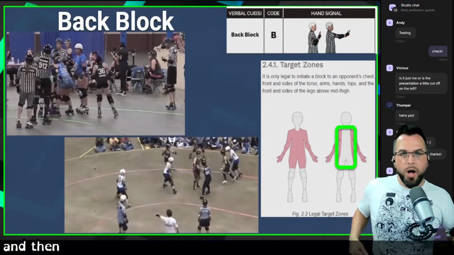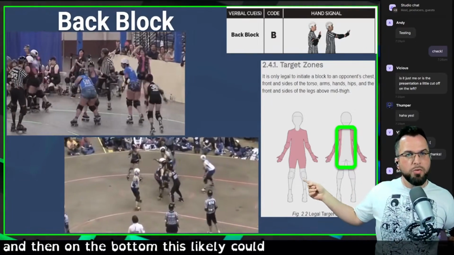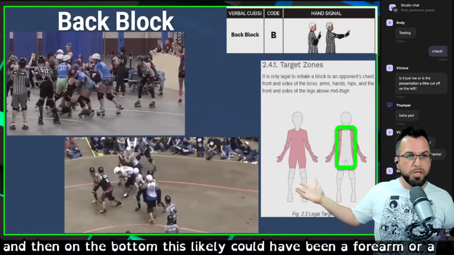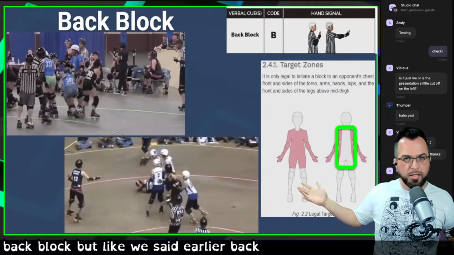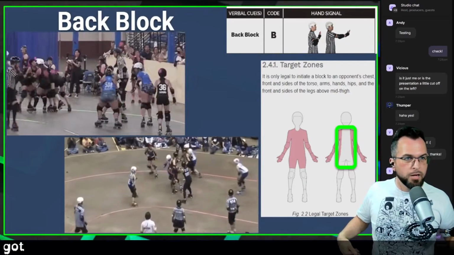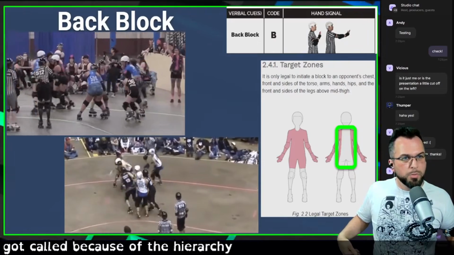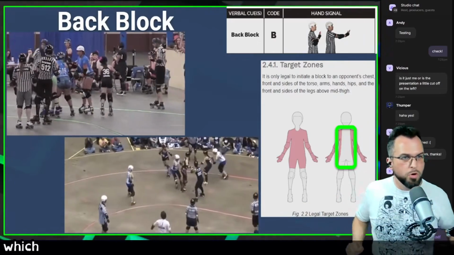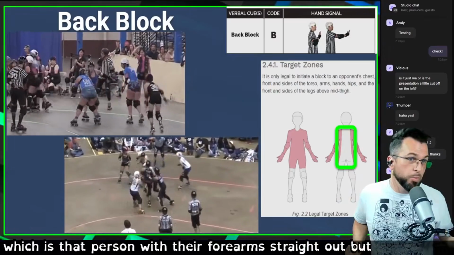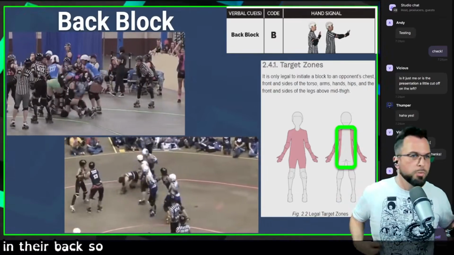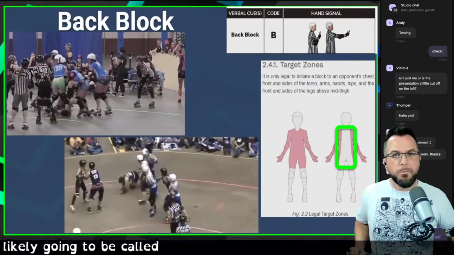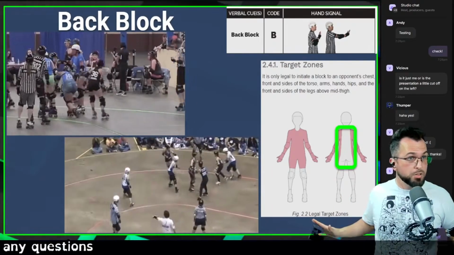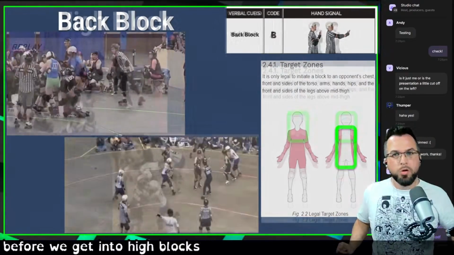And then on the bottom, this likely could have been a forearm or a back block, but like we said earlier, back block is likely the one that got called because of the hierarchy. You can see the white jammer on the outside line pushes that person with their forearm straight out, but it was also in their back. So it could have been a forearm, could have been a back block, likely going to be called a back block. Any questions on back blocks before we get into high blocks? Cool, high blocks it is.